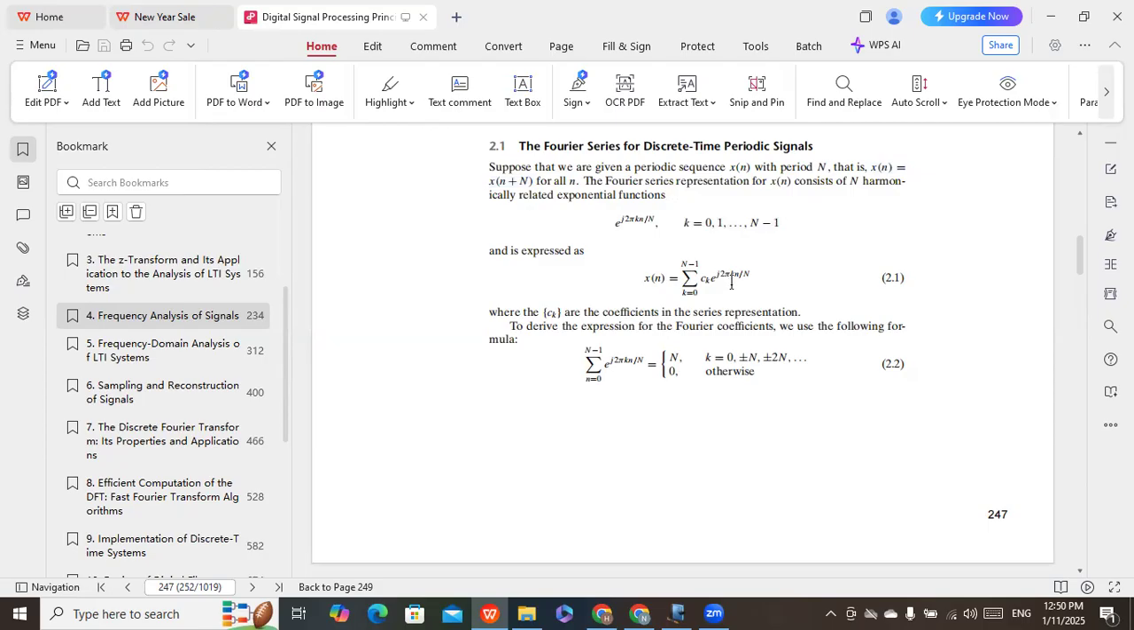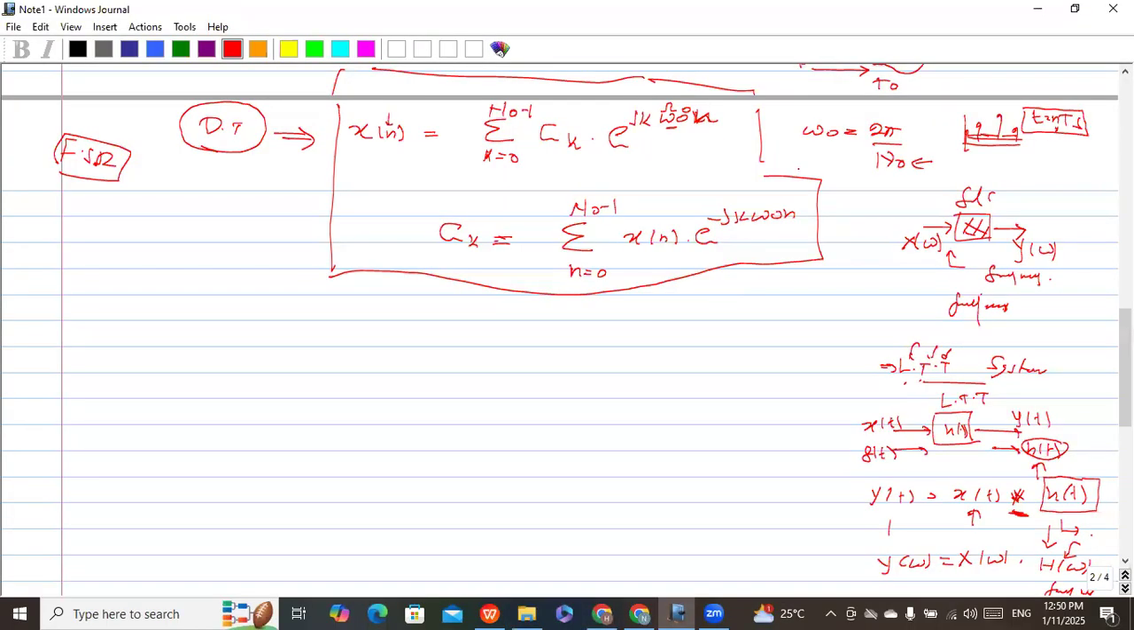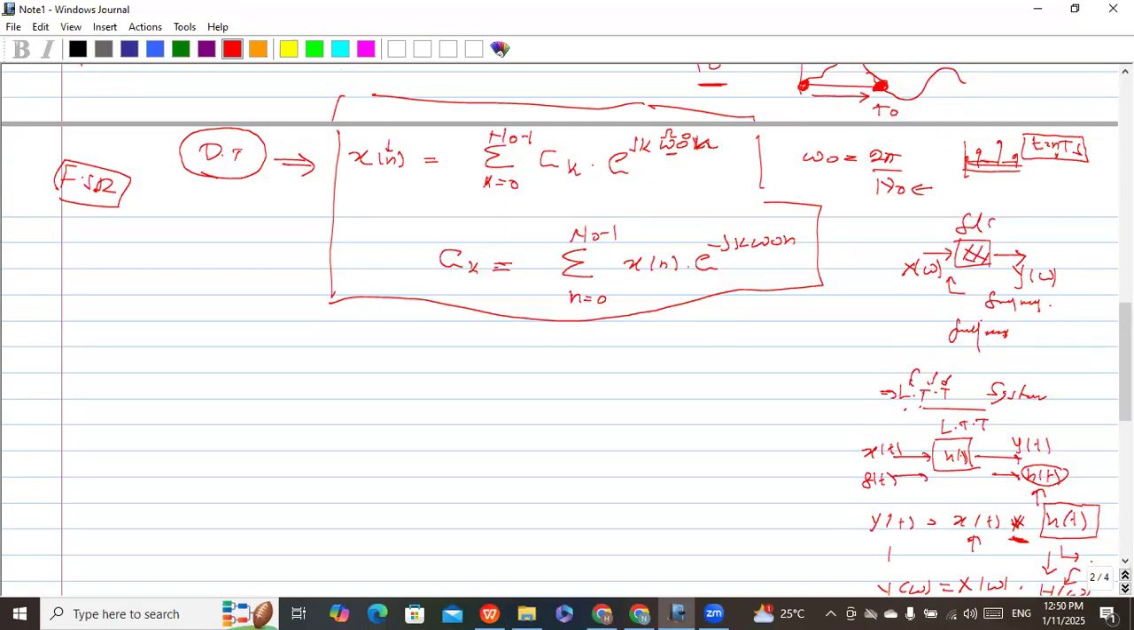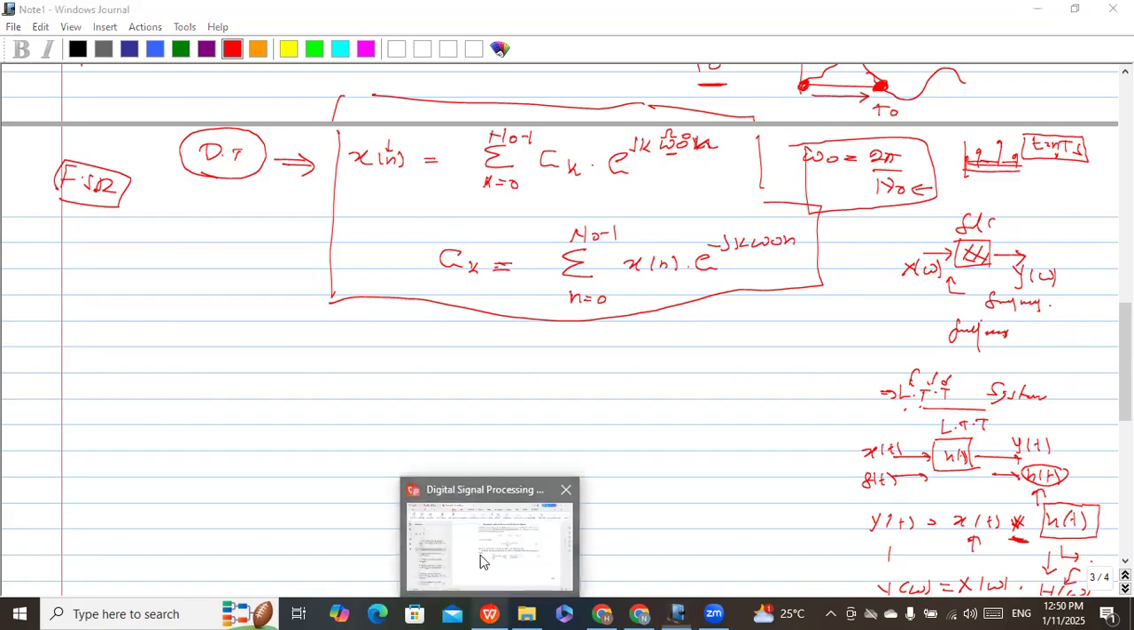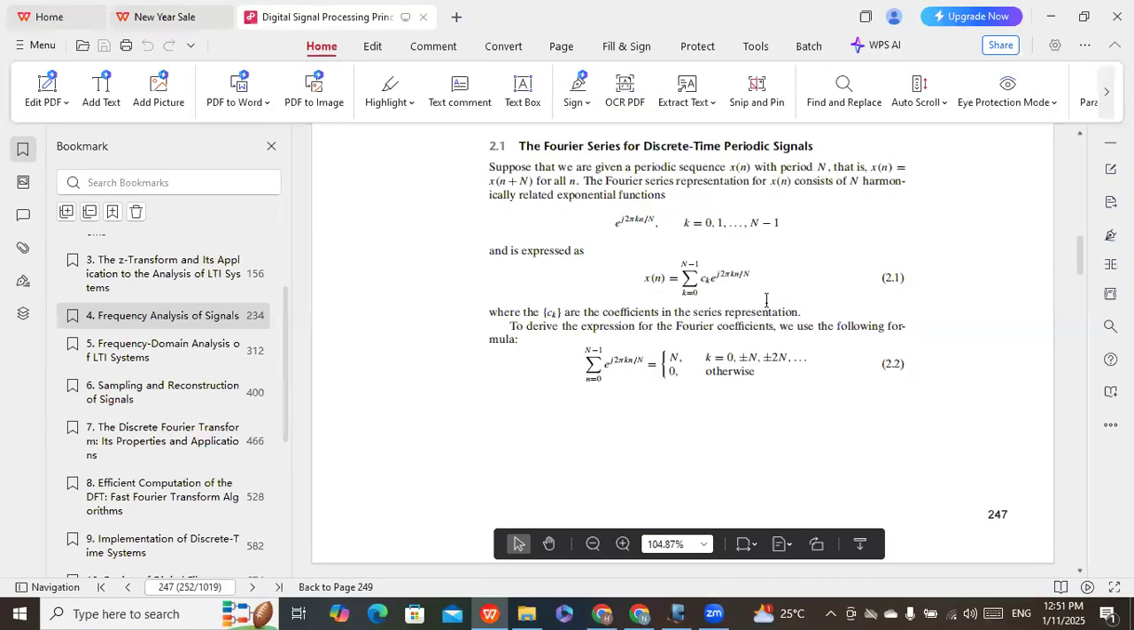And 2 pi divided by N, that is frequency. I have written N naught, but in that one only N is there. Actually I used to write the equation in this way. Don't get confused, these are only related with symbols. We can use different symbols to represent anything.